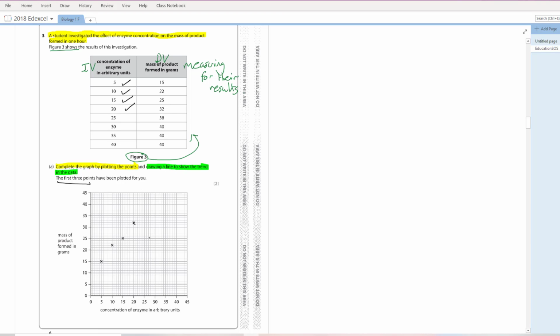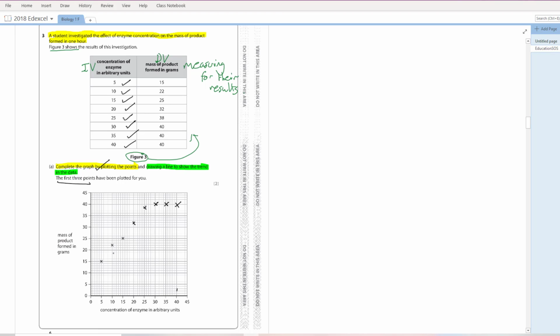25 is 38, so 25, 35, 36, 37, 38. So we've got our next plot. Then at 30, put my ruler on the line, go all the way up, and it's 40. Tick that one. At 35, it's 40, and at 40, it is 40 as well. So that's the first part. I've plotted the graph to show the points.